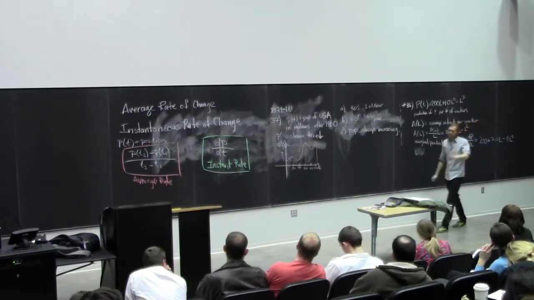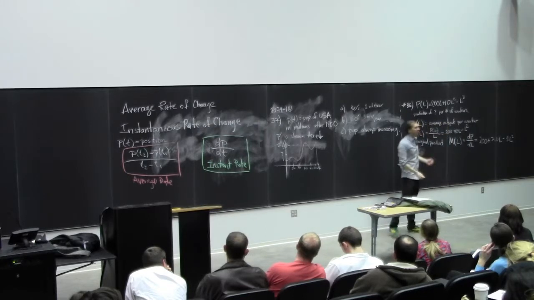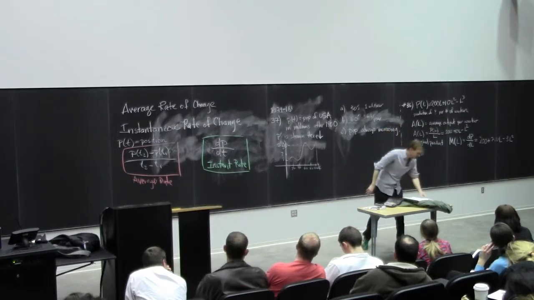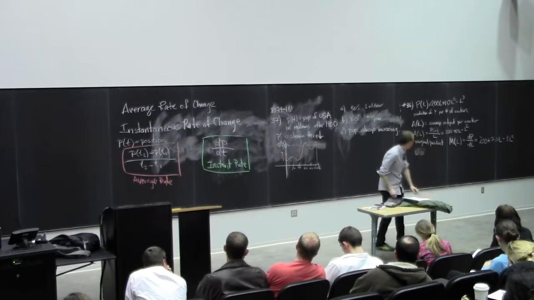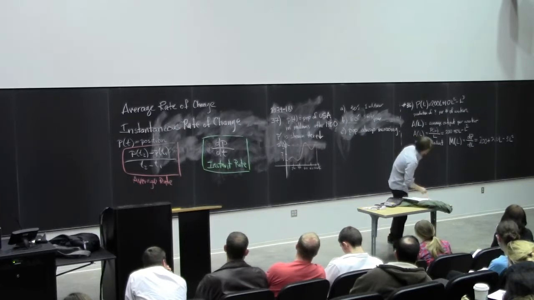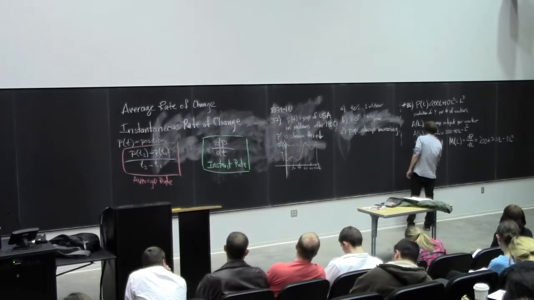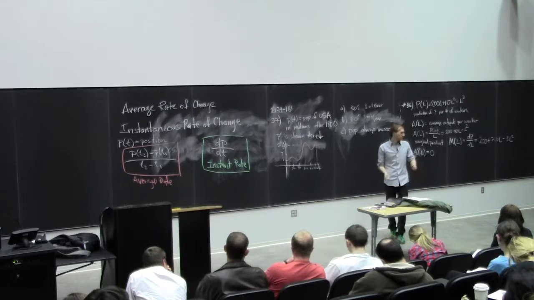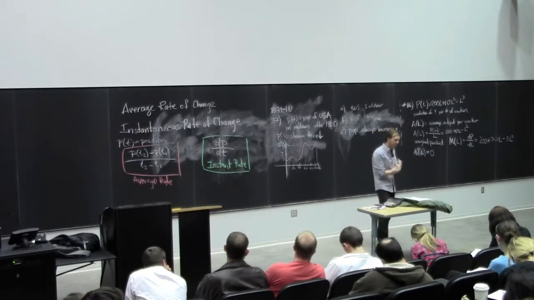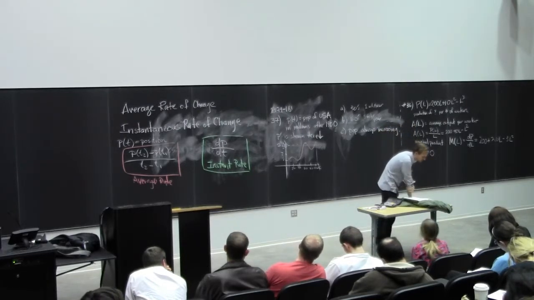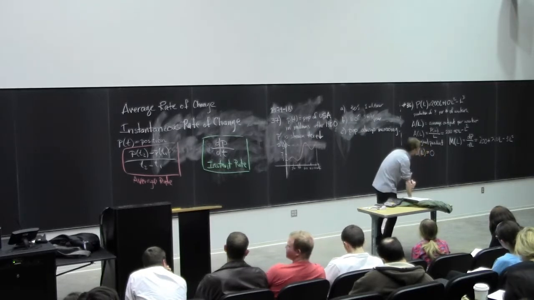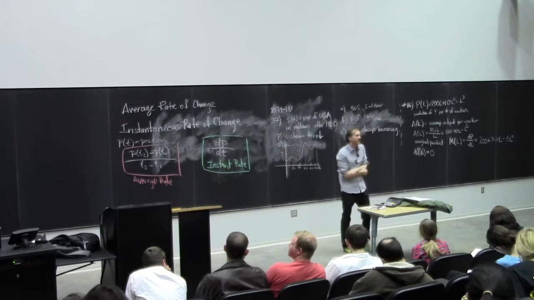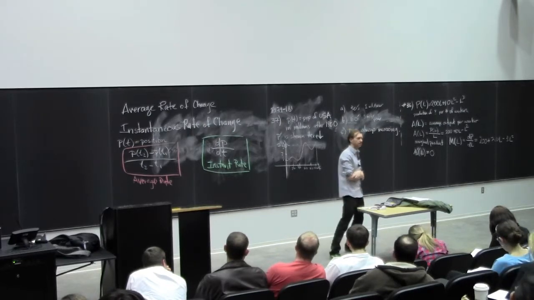So peak average is the maximum, and they say it's when A prime of L is equal to 0. I'm reading the problem, that's where I'm getting all this from. We want to know when A prime of L equals 0. So can you guys compute A prime of L for me?